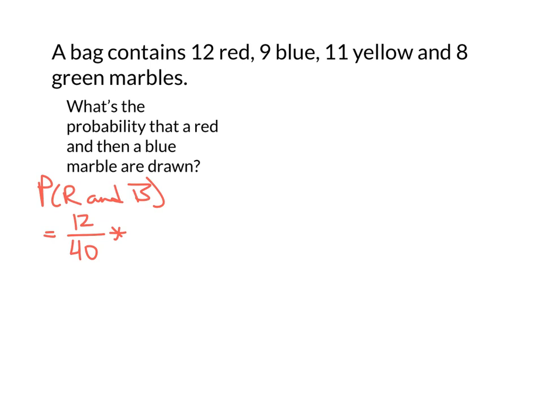Now when we multiply by the probability of getting a blue, there are 9 blue marbles in the bag. However, we just took one of the red marbles out. So there are fewer marbles in the bag in total. In fact, instead of 40, now there's 39. So we go ahead and do a little simplifying. 4 goes into each of them. 3 goes into 39 13 times. So we multiply and we'll get 9 out of 130.